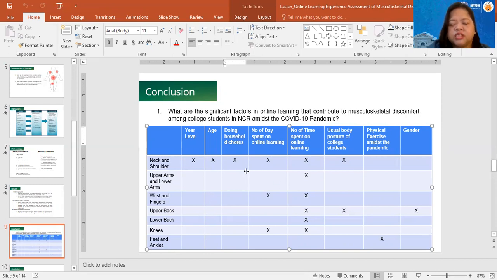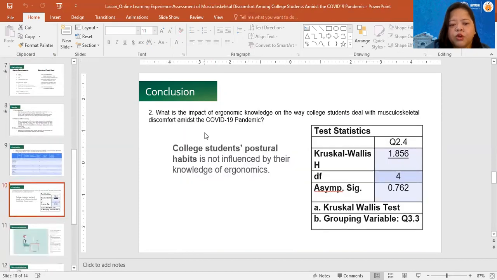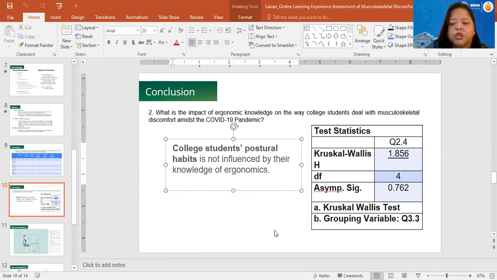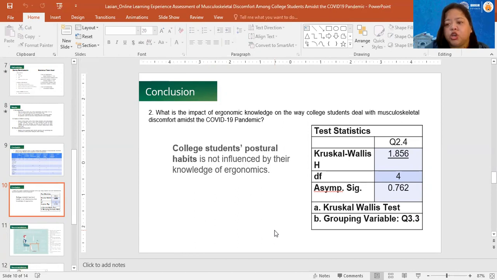So if you've seen those that was marked with an X, meaning to say those are the factors that have a significant relationship in terms of the pain that is experienced in these body parts. For the second question, what is the impact of ergonomic knowledge on the way college students deal with musculoskeletal discomfort amidst the COVID-19 pandemic? Based on the statistics that was being done, college students' postural habit is not influenced by their knowledge of ergonomics. So most of them are basically aware that those postural habits that they are doing right now have an impact to their ergonomics posture.